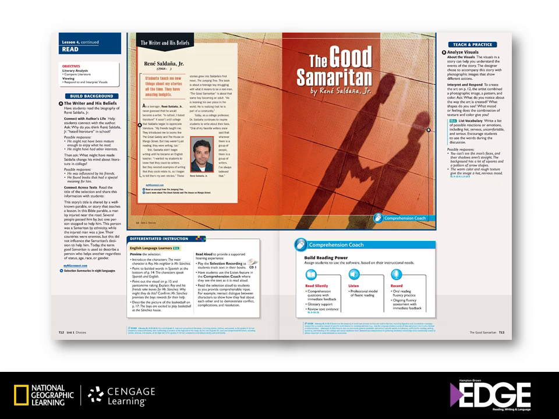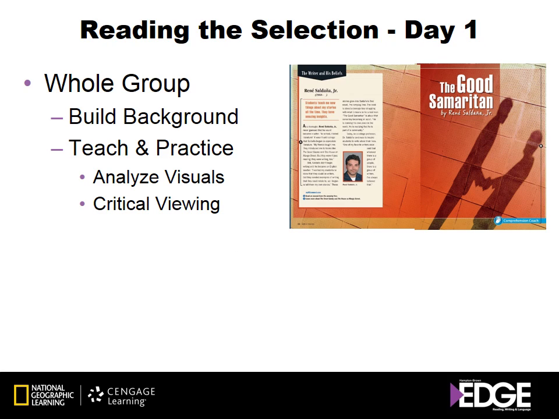Now that you've had a chance to explore the instruction for reading the selection, let's look at some examples of how to use and execute this instruction in your classroom. We'll start on the opening page of the selection. On day 1, as a whole group, begin by building background for the selection, analyzing the visual, and discussing the critical viewing question. These steps help prepare students for success in reading and comprehending the selection.